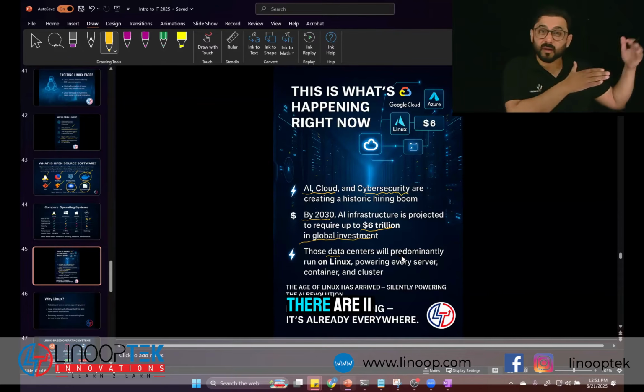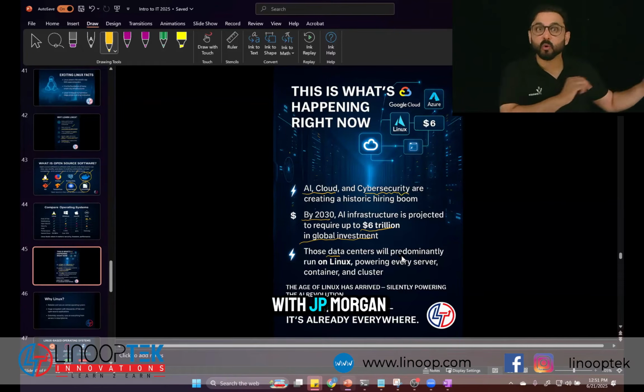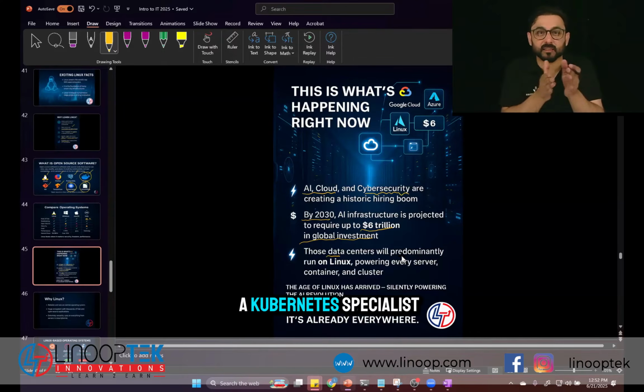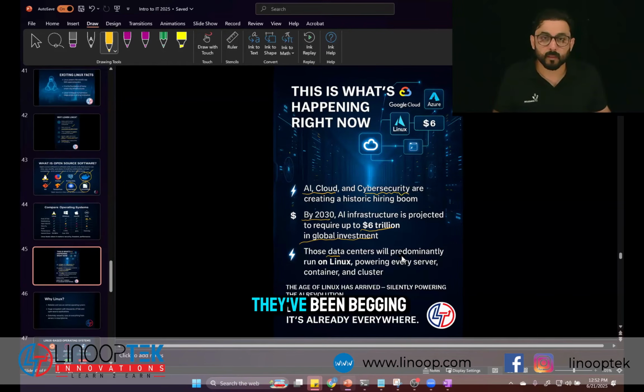I tell you right now, there are 11 positions open up with JP Morgan Chase. They're looking for Kubernetes specialists. They cannot find them. They've been begging me, and I don't have the experts. Anybody that knows that stuff is already making a good amount of money.